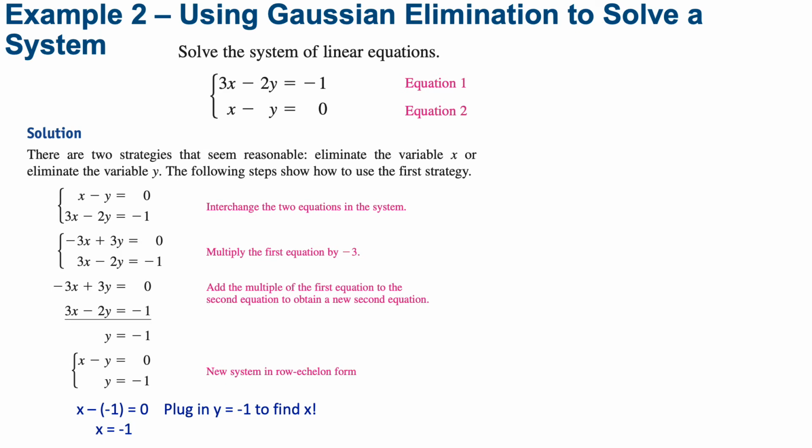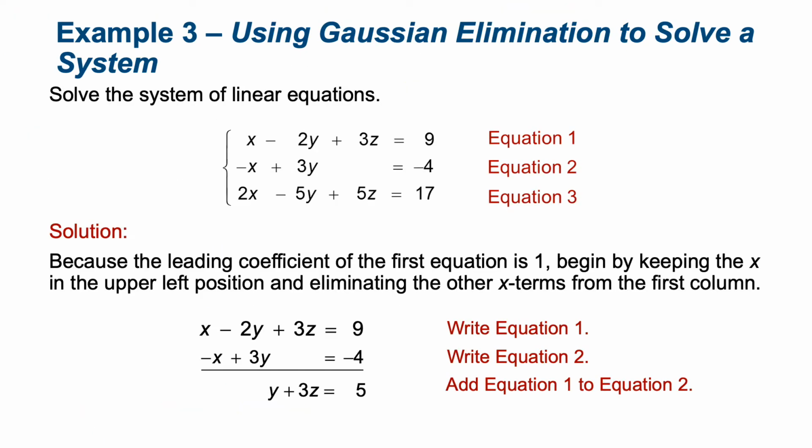Okay, so let's do another one where we have more variables. We have x minus 2y plus 3z is equal to 9. Negative x plus 3y is equal to negative 4. 2x minus 5y plus 5z is equal to 17. Because the leading coefficient of the first equation is 1, let's keep the x in the upper left position and let's eliminate the other x terms from the first column.